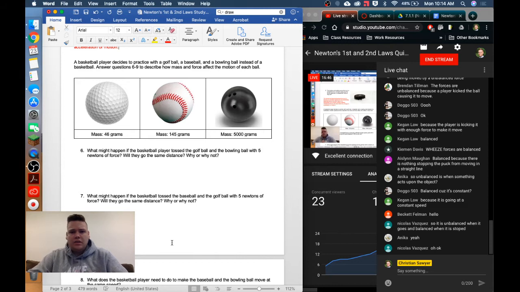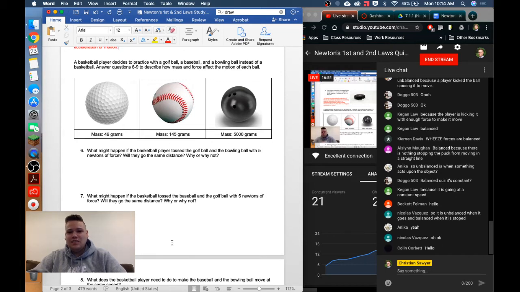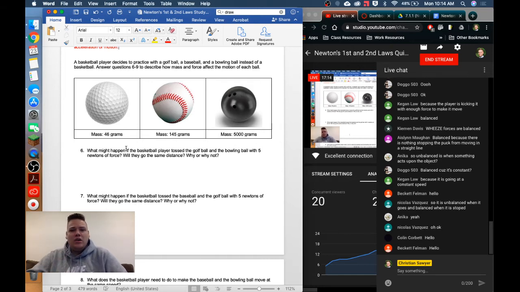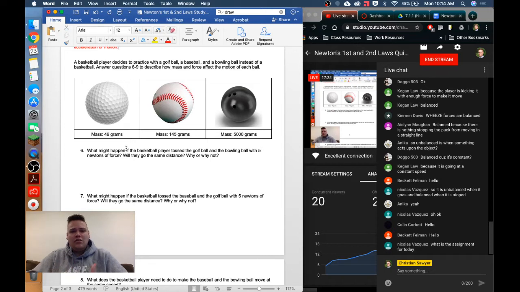So, let's see. A basketball player decides to practice with a golf ball, a baseball, and a bowling ball instead of a basketball. Hi, Colin. Answer questions 6 through 9 to describe how mass and force affect the motion of each ball. Okay. So, what might happen if the baseball player tossed the golf ball and the bowling ball with 5 newtons of force, okay? Will they go the same distance? Why or why not? So we're using the same amount of force to toss a golf ball and a bowling ball.